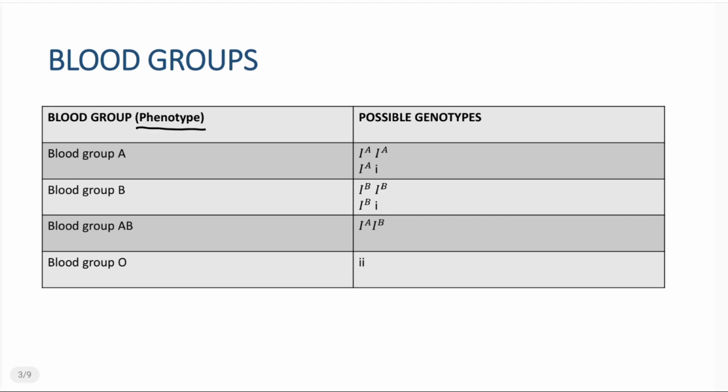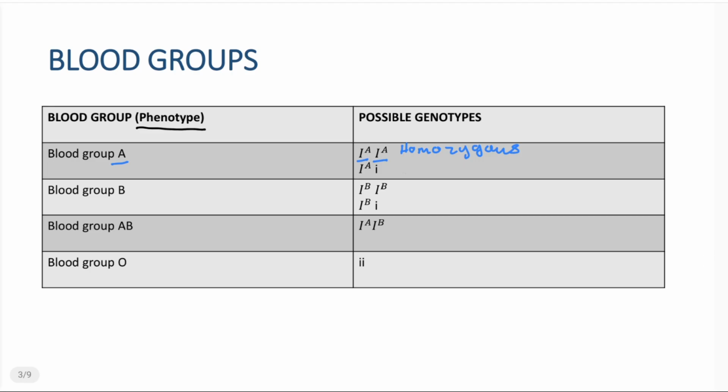But let's try to look at the possible genotypes for a person who has blood group A. First of all, a person with blood group A can be homozygous. In this sense, we're going to say this is homozygous dominant, right? So a person with blood group A can inherit capital letter I to the exponent of capital letter A from the paternal origin, or capital letter I, capital letter A from the maternal origin. In this sense, this person is going to have blood group A.